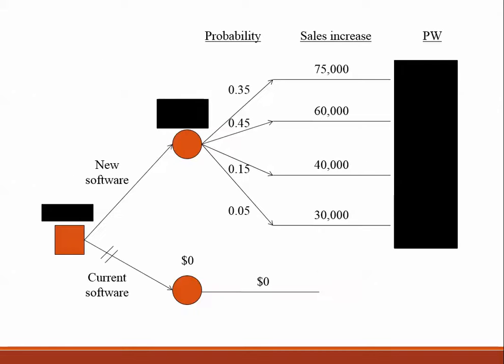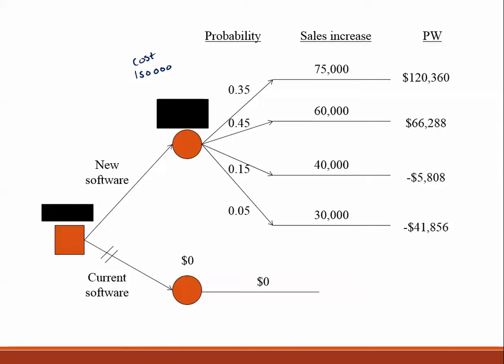So how does this look in a decision tree? Basically, in this decision tree, we want to find out whether we use the current software, which has no additional cost and no sales increase. You shouldn't see the pruned branch here. That's a little spoiler alert. Or the new software, which has a cost of 150,000. So the extra cost is 150,000, but it'll allow you to increase your sales by these numbers with these probabilities. So I'm going to calculate the present worth of each one of these options, with your regular negative 150,000 plus 75,000 (P given A, 12%, 5 years). And these are going to be the numbers. So that's the present worth I get for each one of these options.